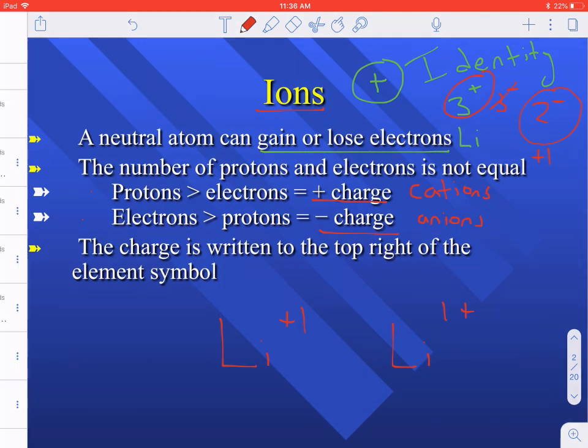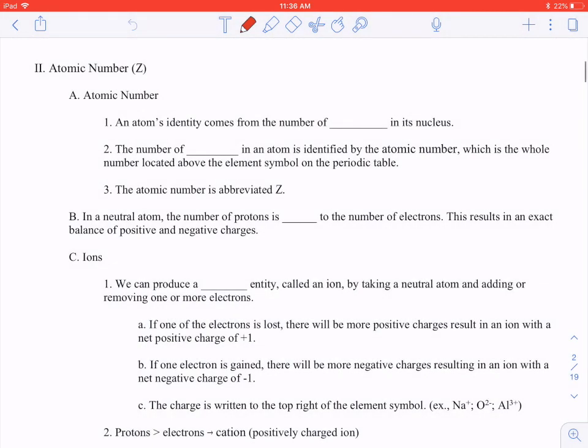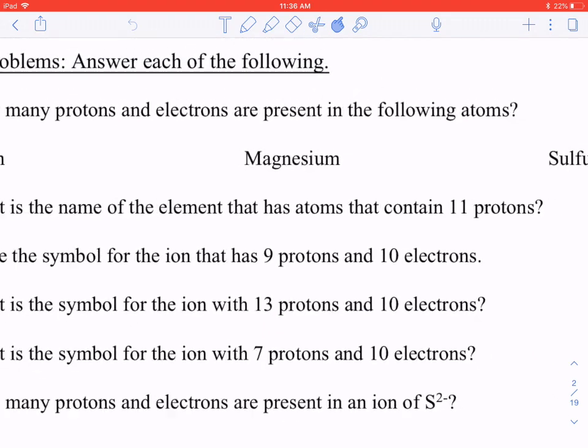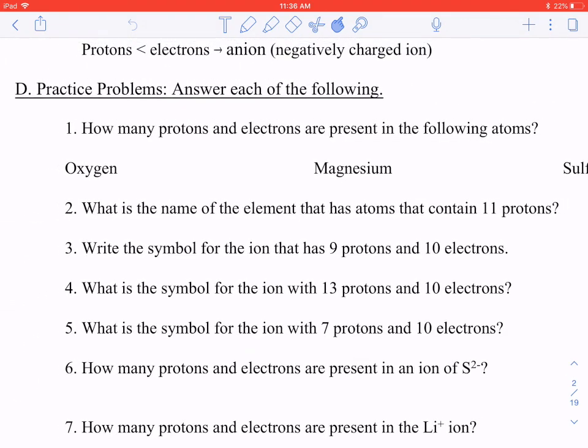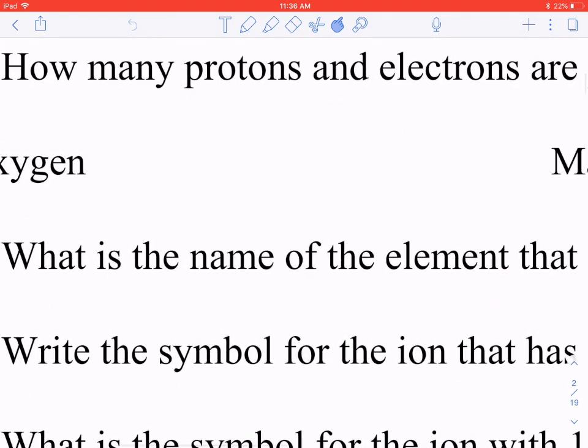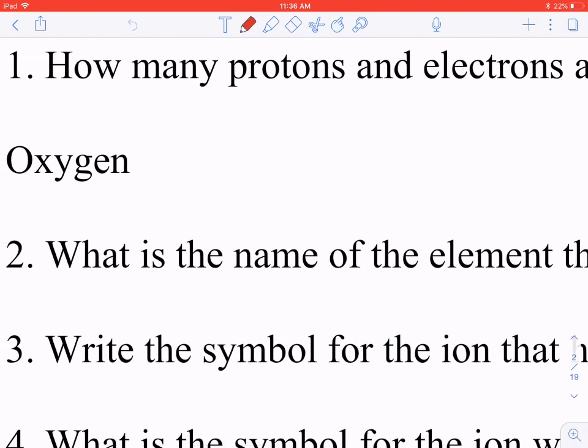So let me join you on your note guide. We'll go through some practice problems. If you'd like to pause the video, feel free, but let's work through the practice problems at the bottom of your note guide. So let's talk about the number of protons and electrons in each of these atoms. Well, in oxygen, you can find it on the periodic table. Oxygen has 8 protons, and the convention is to write P with a positive as a superscript because that means proton, positive. And there are also 8 electrons if we are dealing with a neutral atom.